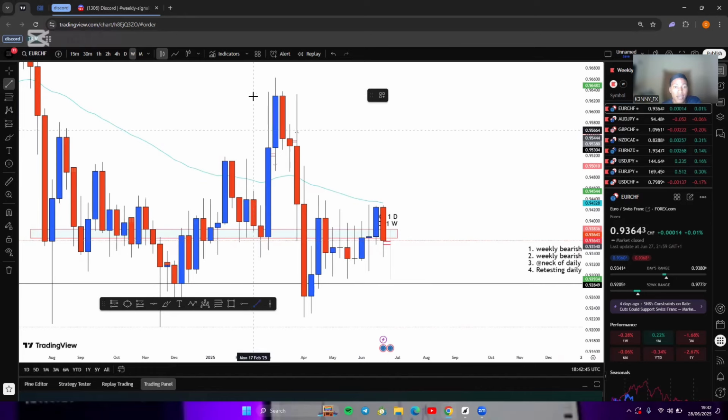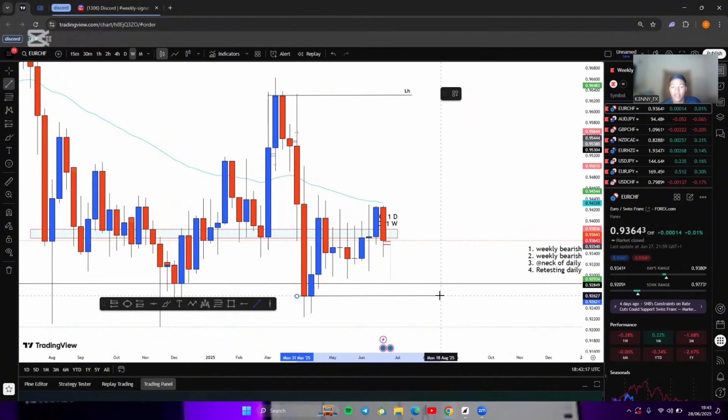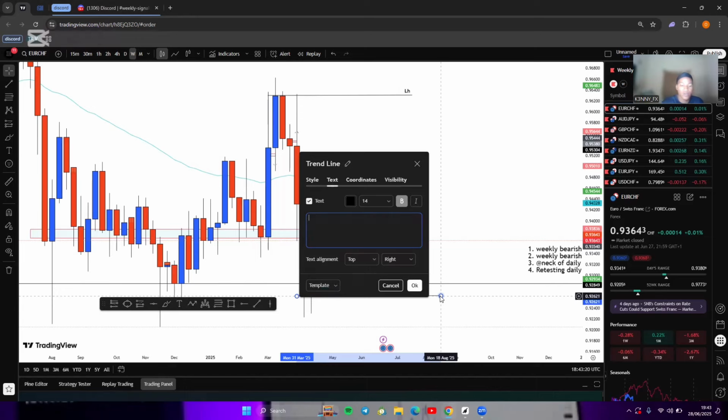This is your higher high. This is a bearish structure on the weekly time frame. This is the lower high. This is the lower high. This is the lower high. And this is the lower low. Sorry that I'm not so used to this. This is my first YouTube video, so you guys have to be patient with me. So this is the lower low.